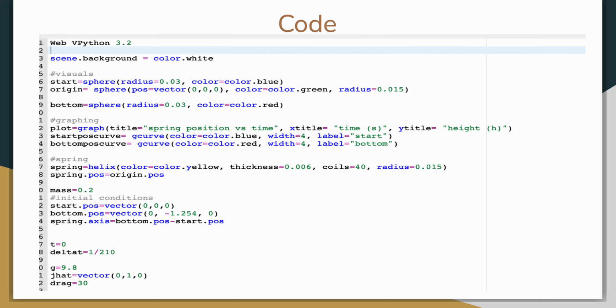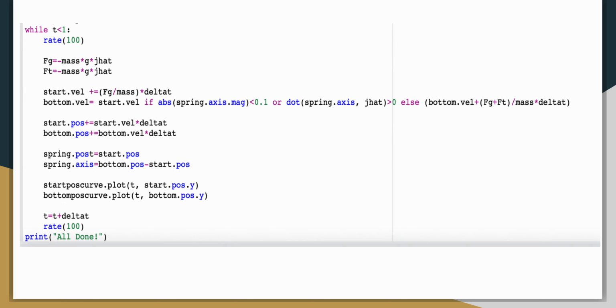Now, the spring axis is the position of the bottom minus the position of the start. Once we had the time parameters and the force of gravity, we wanted to move our calculations into the code. So we had the force of gravity, which is negative mass times gravity times j hat, and the force of tension, which is negative mass times gravity times j hat. Now, we used GlowScript coding to calculate the velocity at the start and the velocity at the bottom, and then we used these two velocities to update the position of the start and the position of the bottom. Now, once we had that, we plotted the position curve compared to the time.